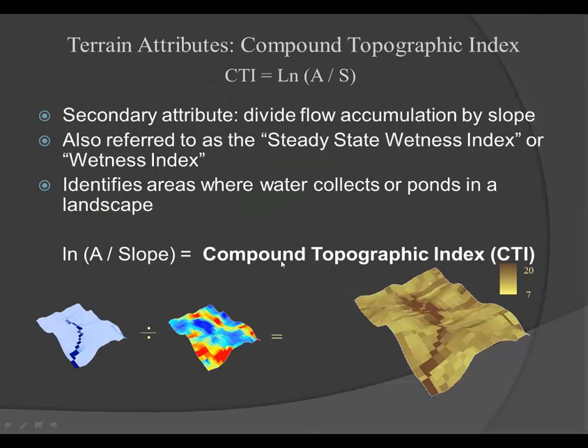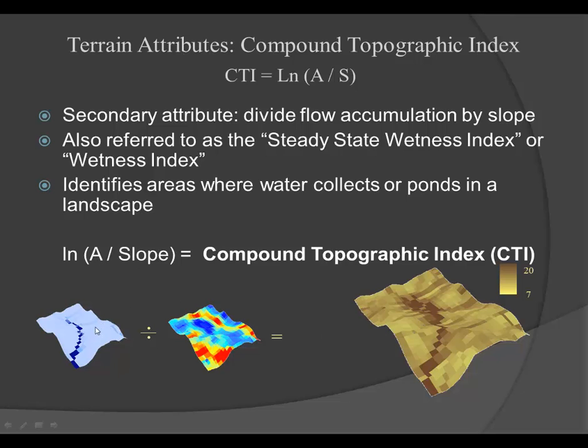Now the compound topographic index is really a measurement of wetness, where it identifies where water collects, because in this case we're taking the flow accumulation or the catchment, and we're dividing it by slope. So if we had a flow accumulation of 100 and we were dividing it by a slope of 45%, we would get a fairly small value, whereas if it's fairly flat, with a slope somewhere around maybe 2%, and the flow accumulation was a fairly small number, you'd get a much higher value.